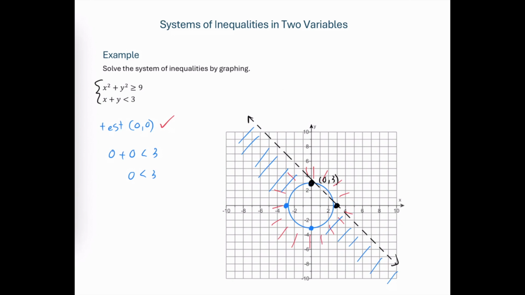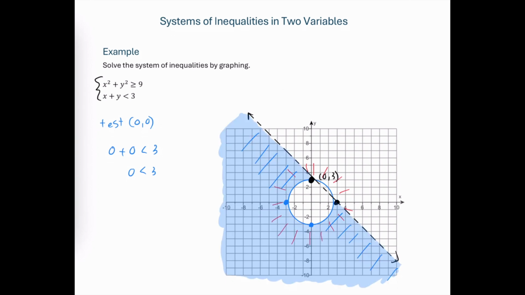The solution to the system is the region in the Cartesian plane that is both below the line and outside the circle. And so that's going to be this region here. Again, we'll make sure that the line is dotted, but the circle is graphed with a solid line.